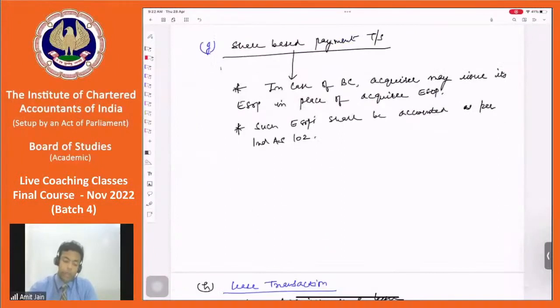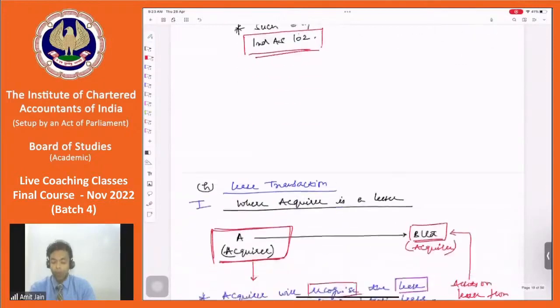Share-based payment transaction. If I'm acquiring a business, it may be possible the acquiree has already issued ESOP schemes to its employees. Since I'm acquiring a business, I need to issue my own ESOP schemes, so I need to reverse or cancel the acquiree's scheme. Then how is it to be accounted for? It is to be accounted for as per Ind AS 102.